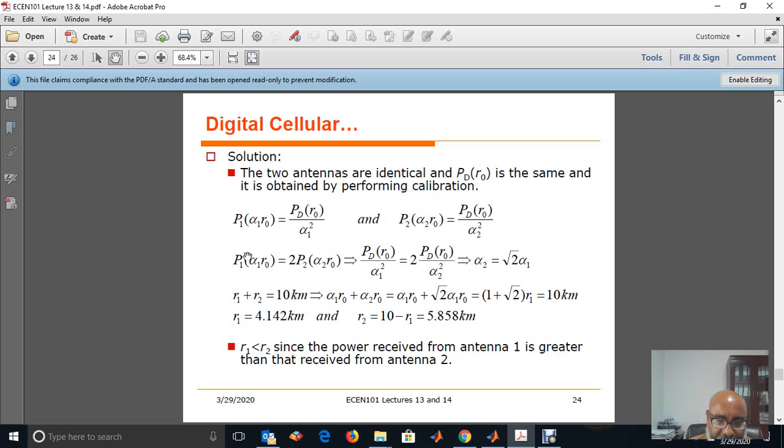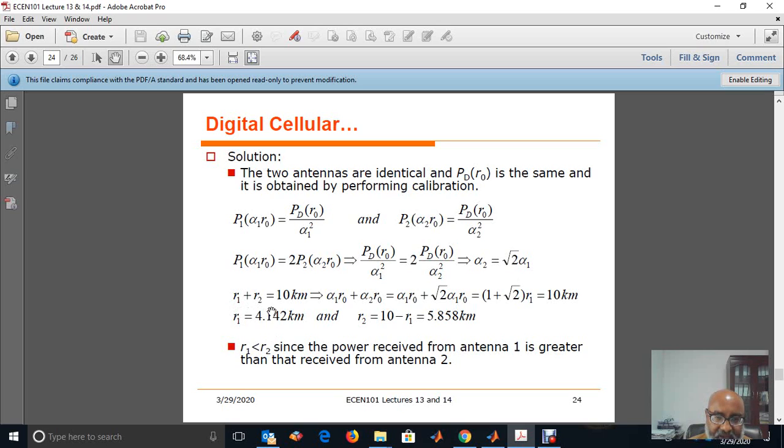Now the received power from antenna 1 is 2 times the received power from antenna 2. That means P_D(R0) over alpha 1 squared is equal to 2 times P_D(R0) over alpha 2 squared. Since the two antennas are identical, the received power at the reference distance is the same, so this cancels. From this relation, we get alpha 2 equal to the square root of 2 times alpha 1.